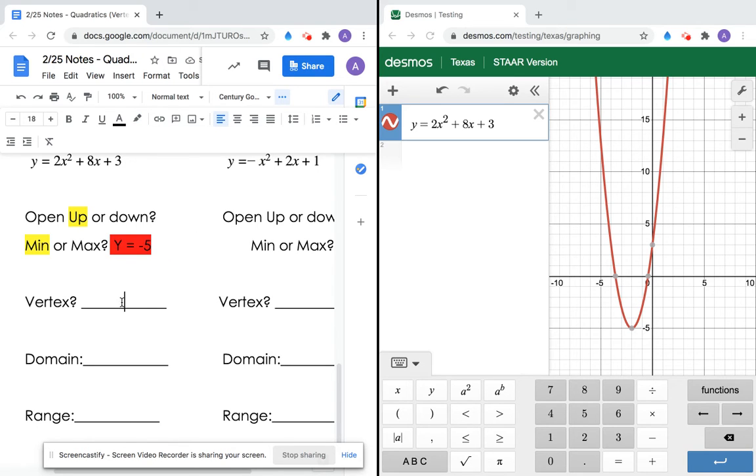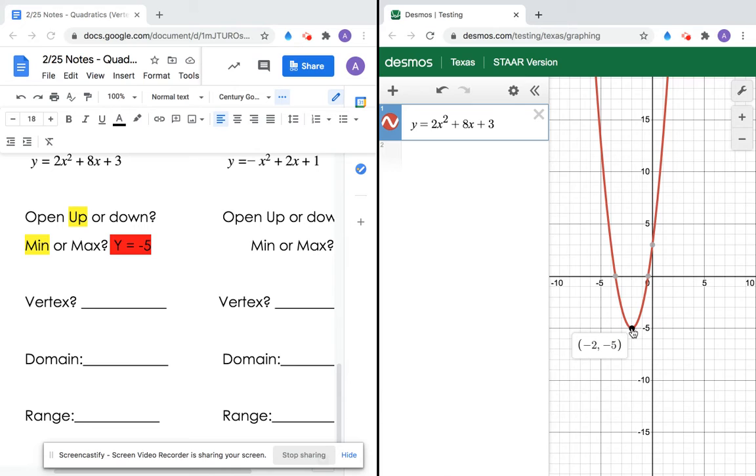Your vertex is a point. So when I look at this graph, the lowest point in my graph is going to be at (-2, -5). So that's what I'm going to type right here for your vertex: parentheses, -2, -5. It's always a point.